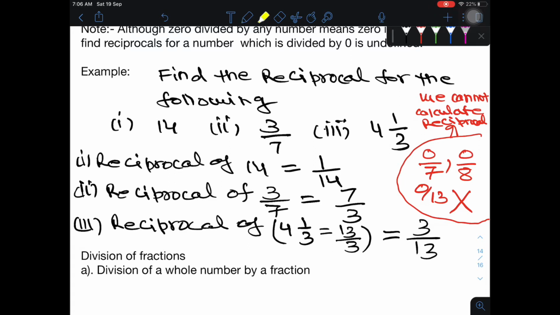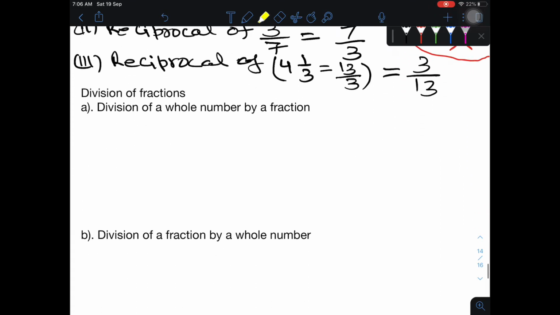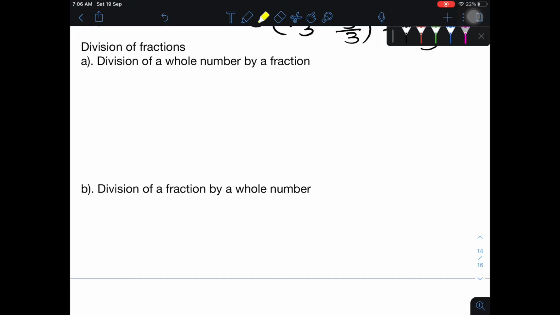Now we are going to learn division of fractions. So division of a whole number by a fraction. So look at the example to understand this. First take a whole number. Whole number is suppose 14 and it is divided by 7/4. So how will you perform the division?